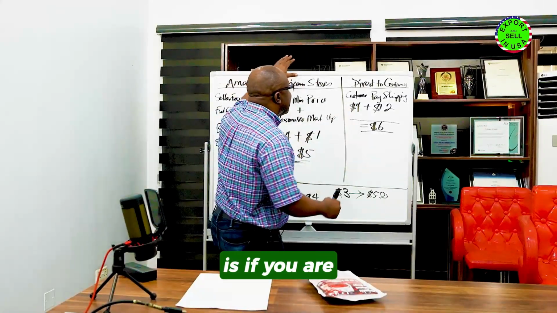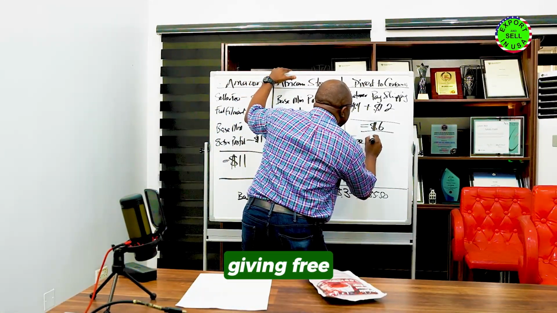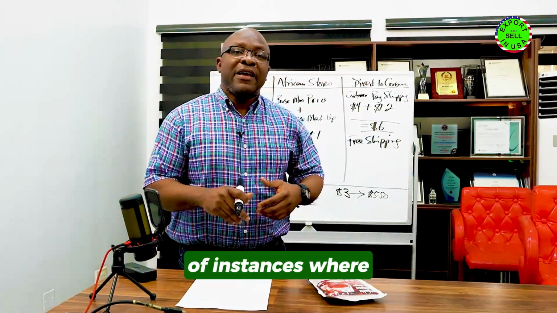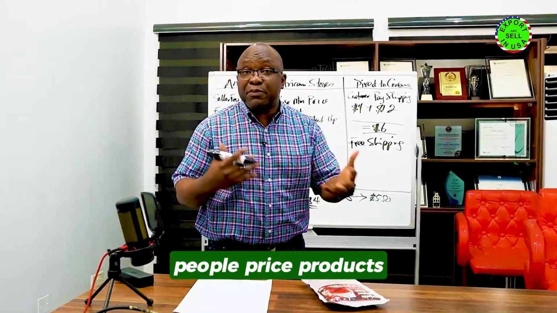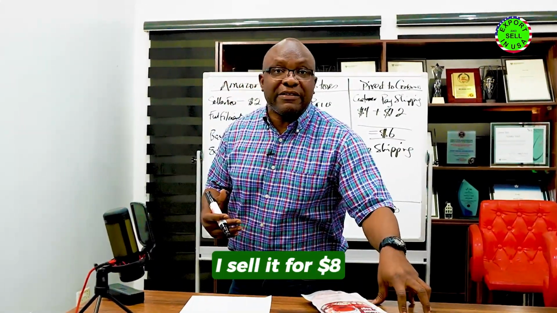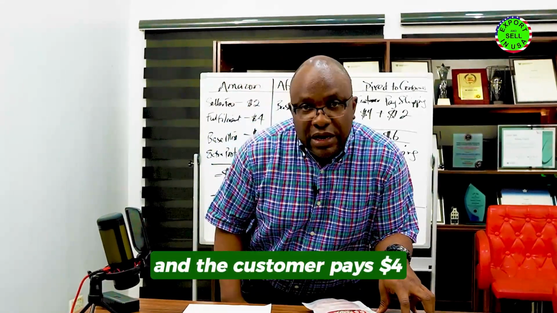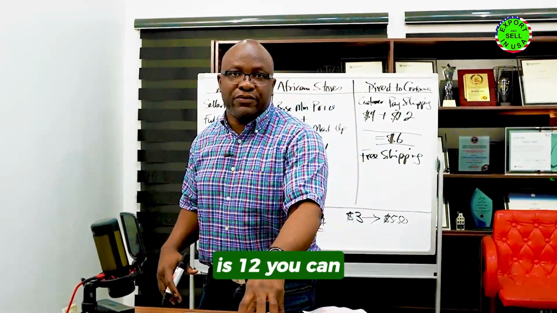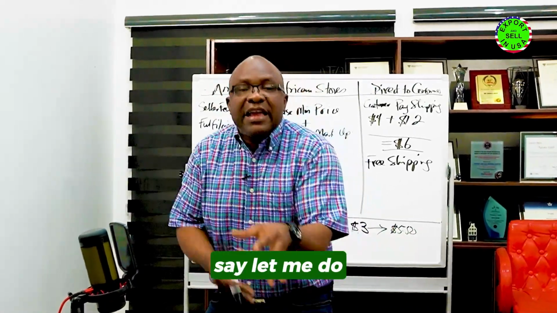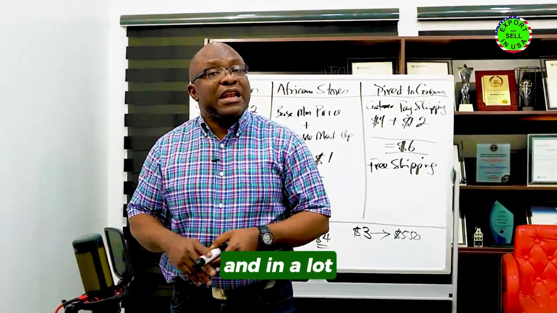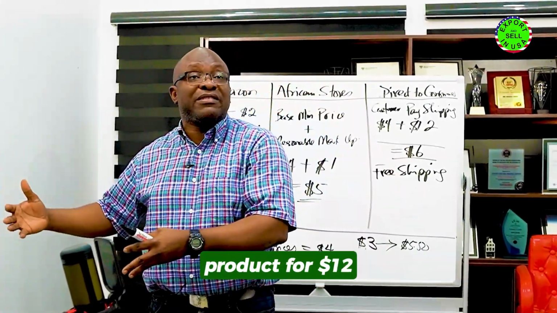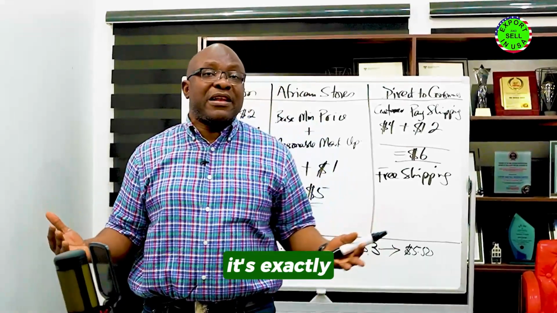Now, the other option is if you are giving free shipping. Again, you have a lot of instances where they talk about how different people price product. If I price the product and I sell it for $8 and the customer pays $4 for shipping, the total cost is $12. You can decide to price that same product for $12 and say, let me do free shipping. And in a lot of instances, you will see that a lot of people will buy that product for $12, even though it's to you exactly the same thing.